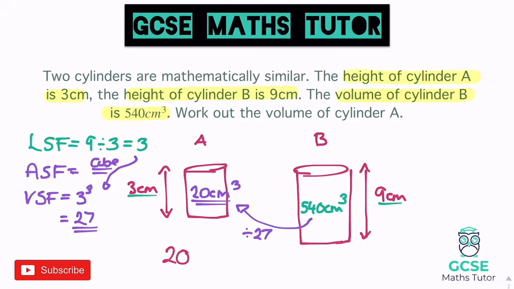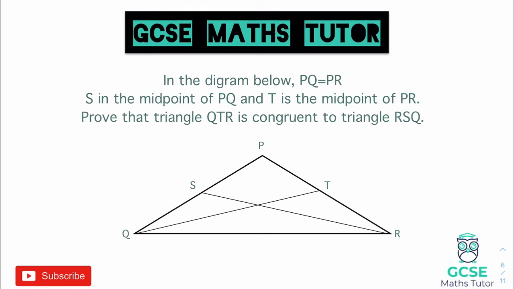So my final answer is 20 centimetre cubed, being the volume of A there. Okay, so we have a slightly different question here because we have some overlapping triangles.